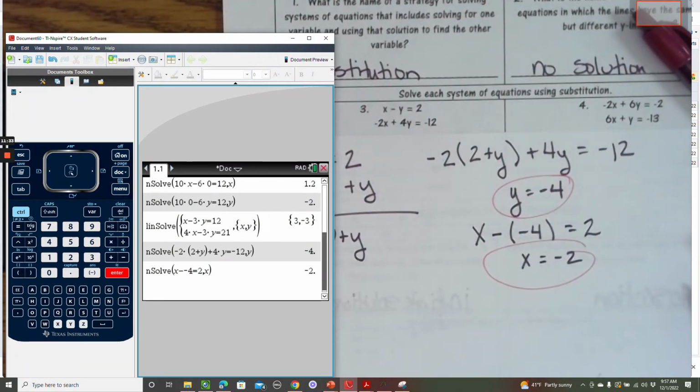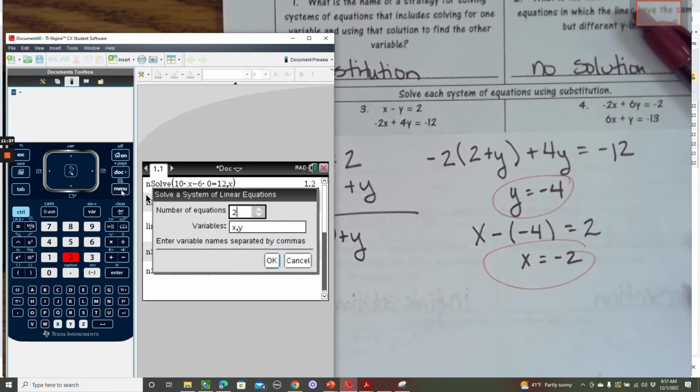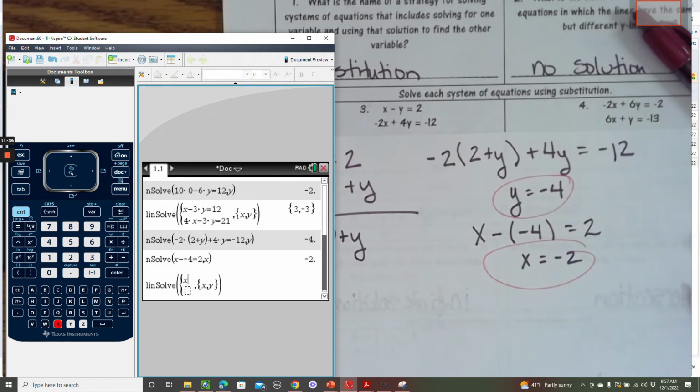That's my ordered pair. You can always go back and check it, menu 3-2, and do it this way and type your equations in. This method will still work.